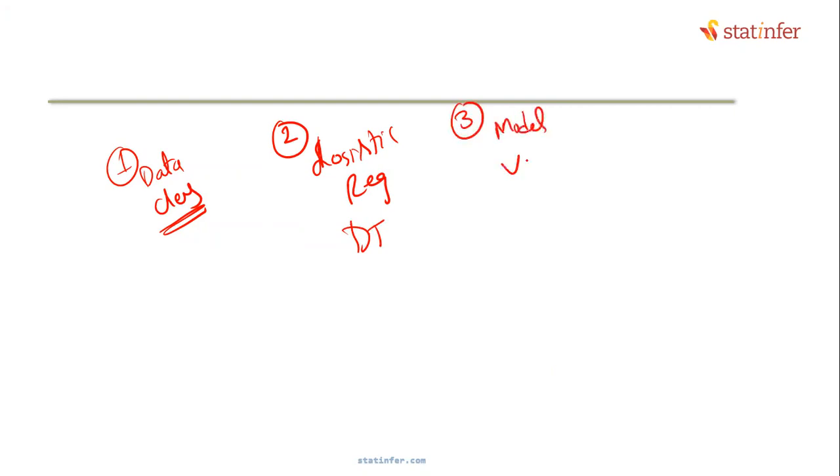Model validation. You have to check different measures apart from accuracy. You have to check sensitivity, specificity, etc. Try to create ROC curves as well. All of you include AUC, ROC, all those things. The next one is, what is the next one?